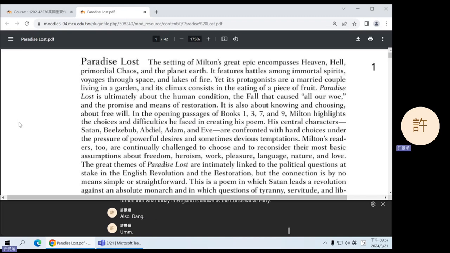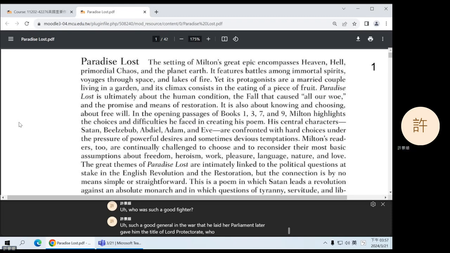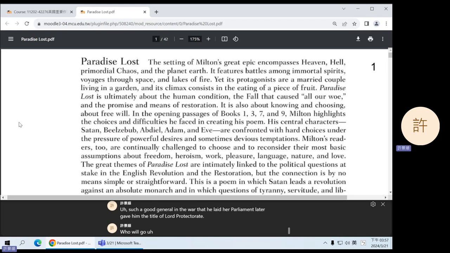And in the early days of the Civil War, Parliament was winning. They raised a stronger army. They had a better general. The general they found was Oliver Cromwell, who was such a good fighter, such a good general in the war, that Parliament later gave him the title of Lord Protectorate, 护国公. And so wherever Cromwell fought, the king lost.